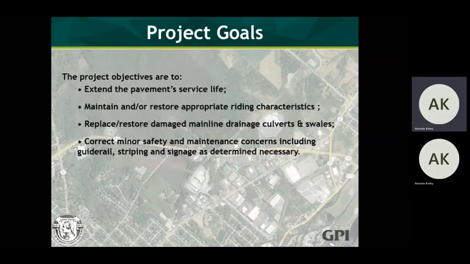The project goals include extending the pavement service life, maintaining and/or restoring appropriate riding characteristics of the roadway, replacing and restoring damaged mainline drainage culverts and swales, and correcting minor safety and maintenance concerns, including guide rail, striping, and signage as determined necessary.